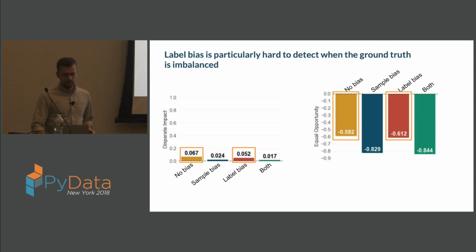And it's even worse when you look at label bias in particular, because if you compare the case where we haven't injected any bias into our training data to the case where we've deliberately injected label bias, both of these metrics give you more or less the same result. If you think about it, that makes sense, because label bias is about labels being assigned differently between groups. But if ground truth is legitimately different between groups, you're already going to have differences in labels assigned between groups. So it's especially hard to detect this kind of bias.